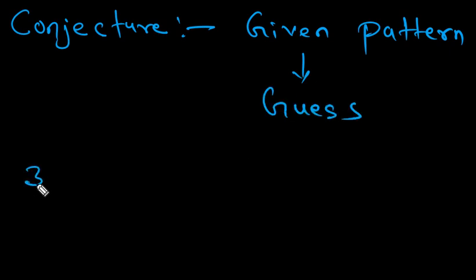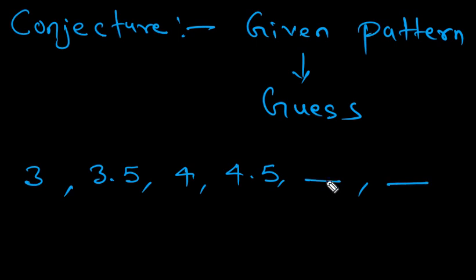For example, if there is a sequence 3, 3.5, 4, 4.5, then what will be the next step? 5, 5.5. Basically, that's a simple pattern, and you are guessing the next two moves, or next few moves. Similarly, let me take an example from the book.